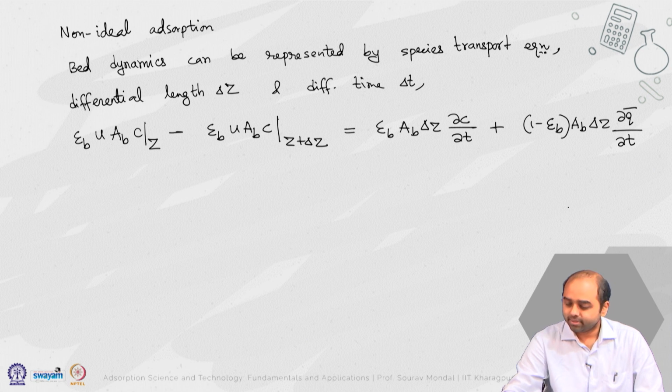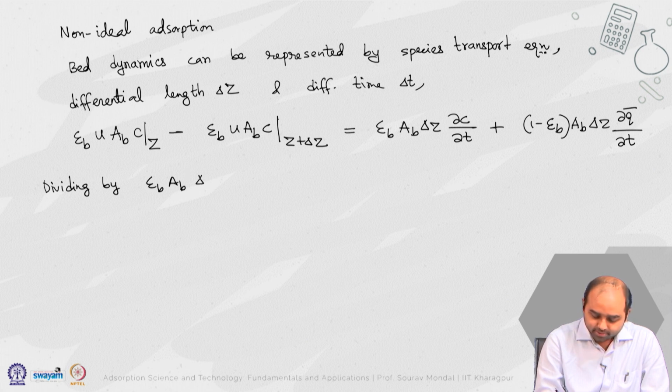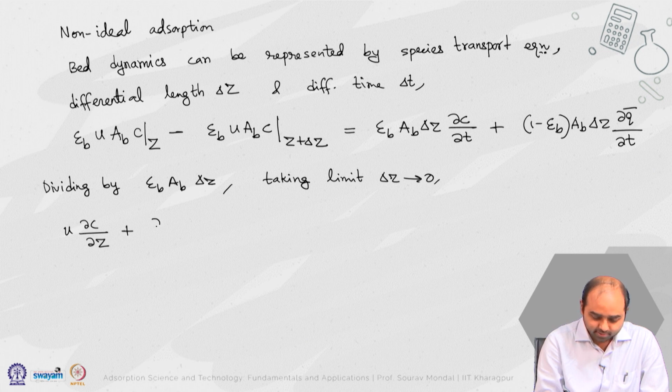dq by dt, right. So, considering dividing by epsilon B A B delta Z and taking the limit delta Z tending to 0, we get the differential equation as the classical species transport equation.